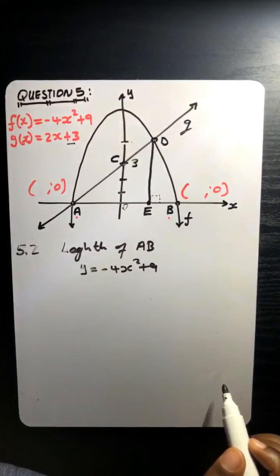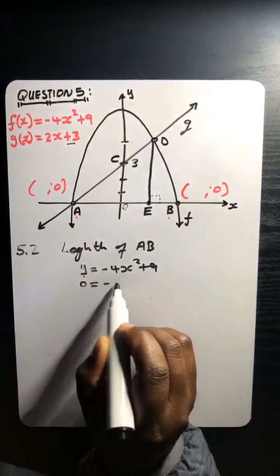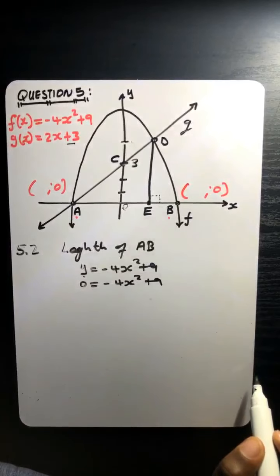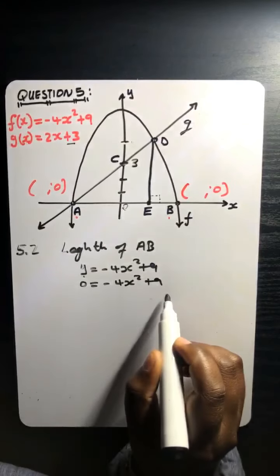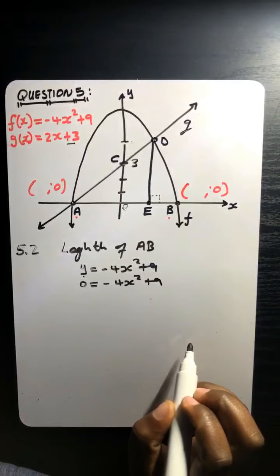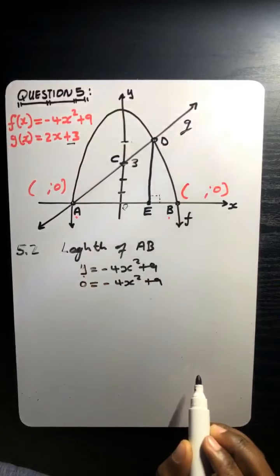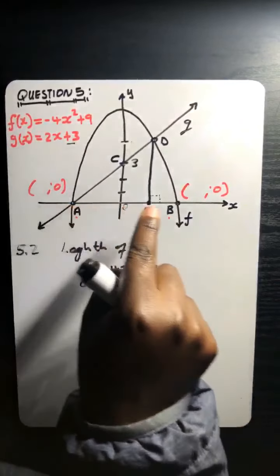Okay, so now let's see. What do we know? We know that Y is 0. So it's more like we have 0 equals -4x squared plus 9. Can you guys see that if we successfully factorize this, we are going to have two values of x. The one x value should be for A and the other one should be for B. Therefore, we'll know from the origin to there and then from the origin to there.